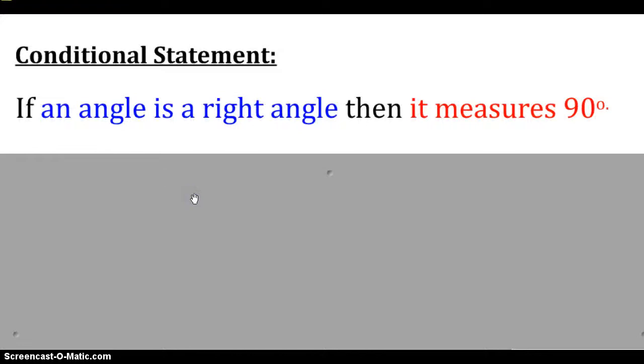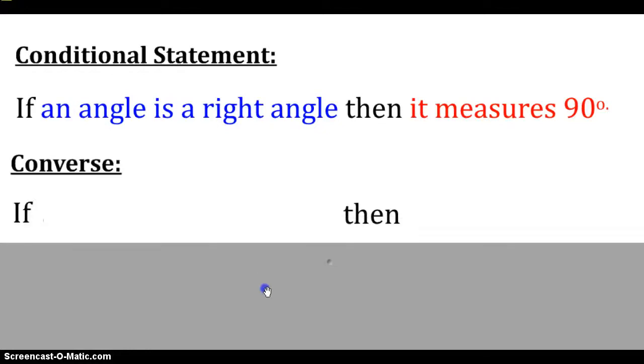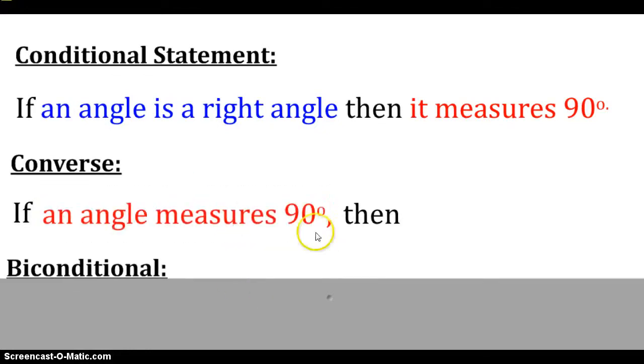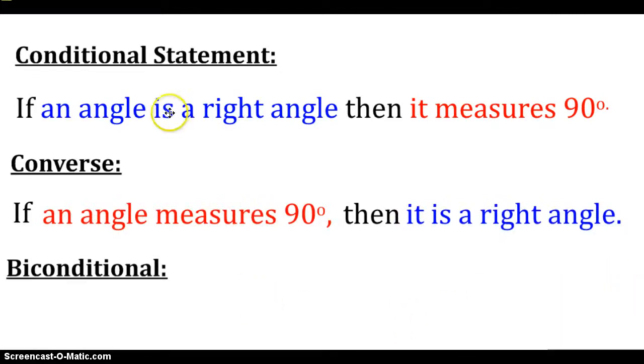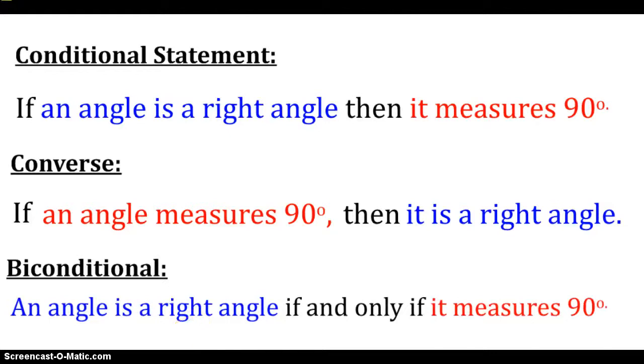Please do this one all by yourself. Start with your conditional sentence, write your converse, write your biconditional, and then come back to the video, please. All right, your converse, you're switching. So if an angle measures 90, then it is a right angle. And our biconditional, since both of these are true, is an angle is a right angle if and only if it measures 90 degrees. Therefore, if a conditional and a converse are true, then a biconditional can be written, and it's a true definition.